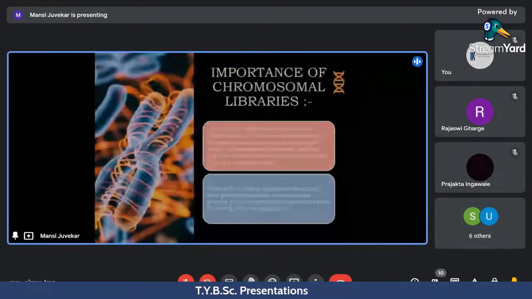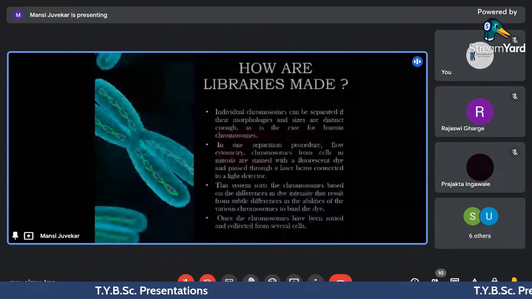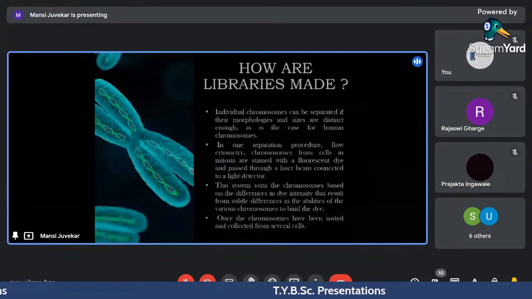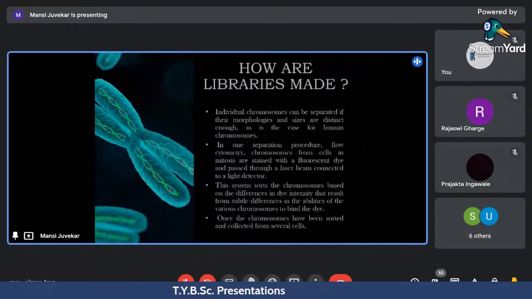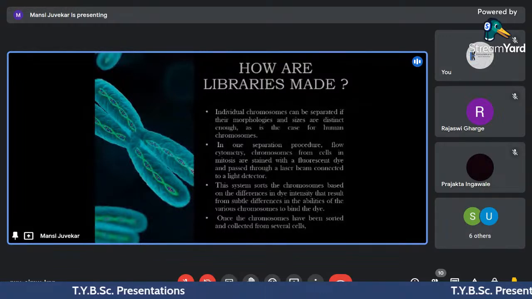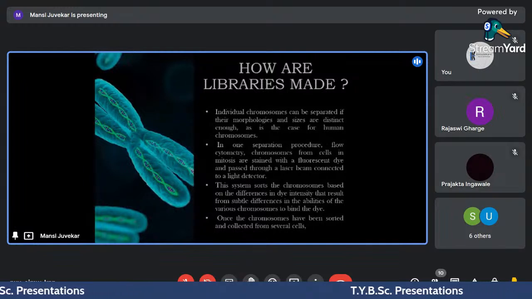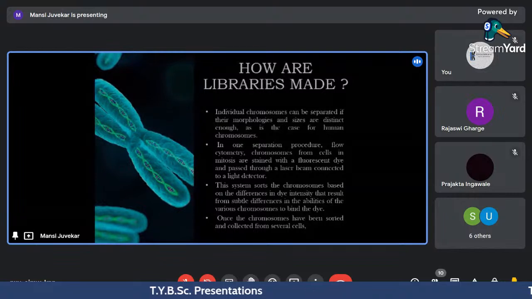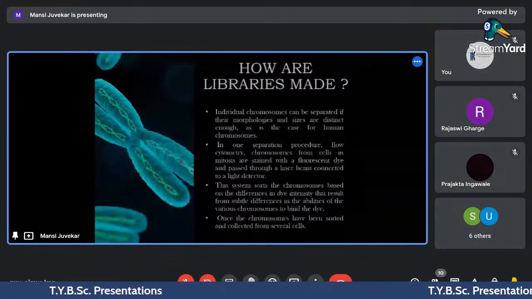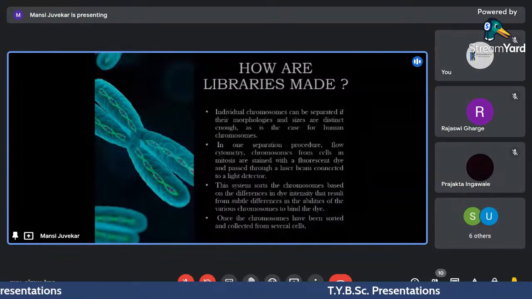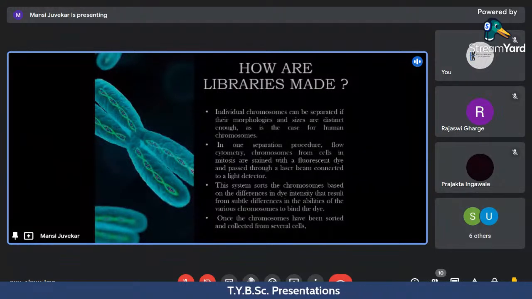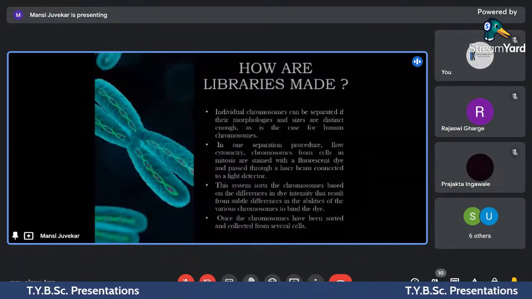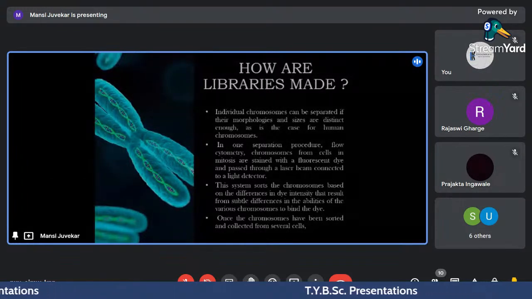So how are libraries made. Individual chromosomes can be separated if their morphologies and sizes are distinct enough, as is the case for human chromosomes. In one separation procedure, flow cytometry, chromosomes from cells in mitosis are stained with a fluorescent dye and passed through a laser beam connected to a light detector. This system sorts the chromosomes based on the differences in the dye intensity that result from certain differences in the abilities of the various chromosomes to bind the dye.